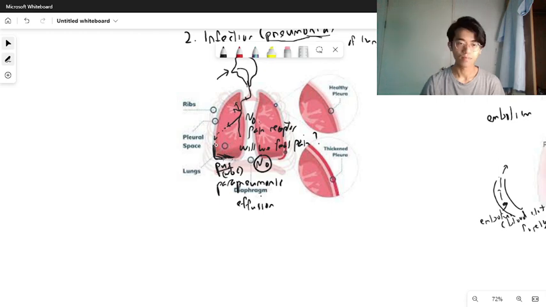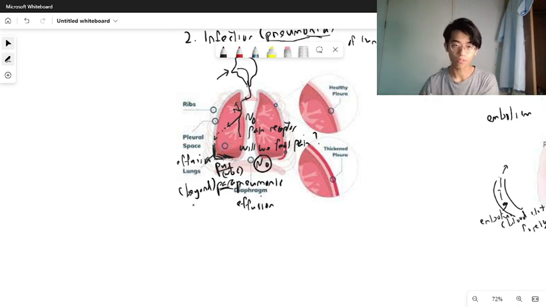And that fluid, we now call it effusion. And since it is para, it means beyond, like you go beyond something, you go over something. This one is beyond lung inflammation. So it goes beyond the lung inflammation into the pleural space. That's why we call it parapneumonic effusion. And this effusion stimulates the pain receptors on the parietal pleura, as I've said just now. Then you will have chest pain.